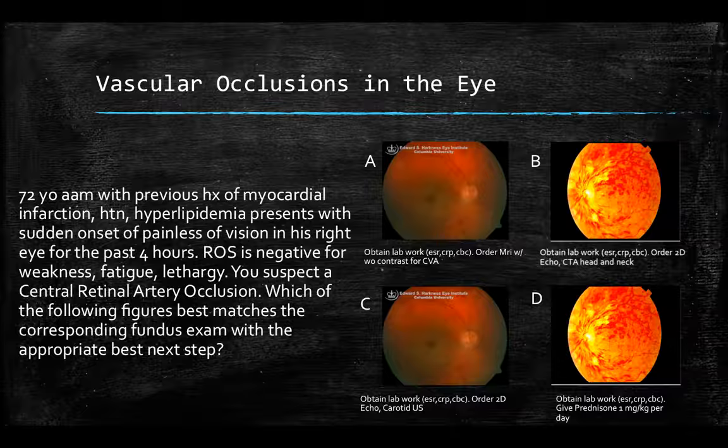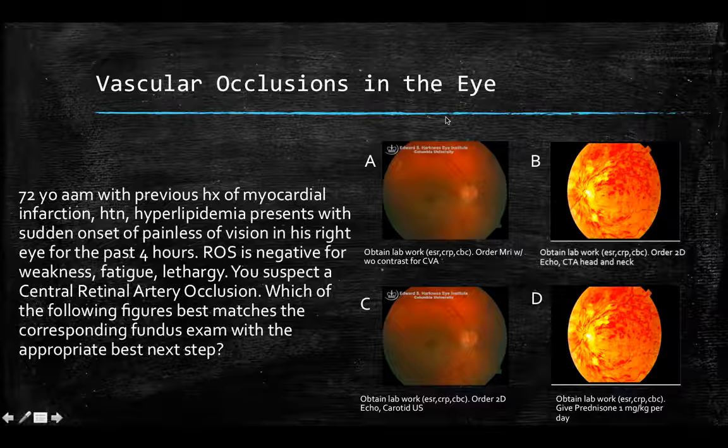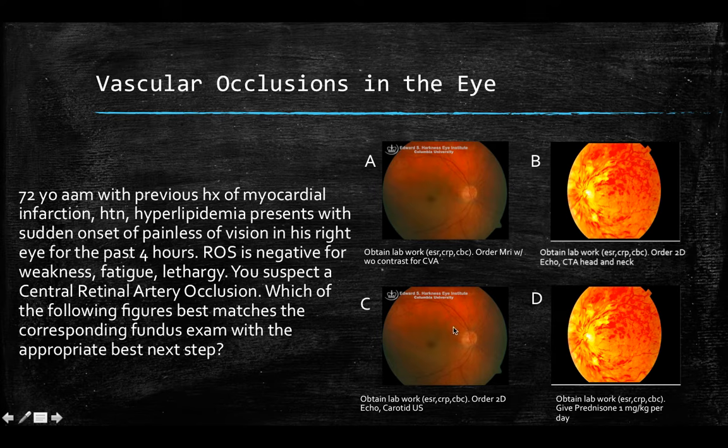So in this scenario, if you chose C, you chose the correct answer. C demonstrates a central retinal artery occlusion. You see the classic pale and white retina overall, and you see the cherry red spot within the macula that we'll talk a little bit more about later.